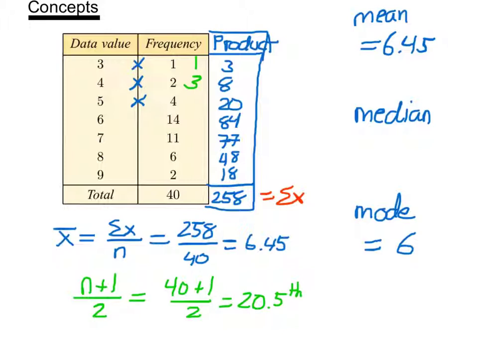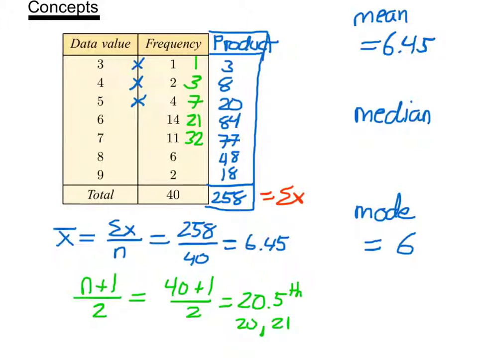And so this is a cumulative sort of process. I add the next row and I get 7, then 21, then 32. And I don't need to go any farther than that because, remember, I'm looking for the 20.5th data point, which is really the average of the 20th data point and the 21st data point.